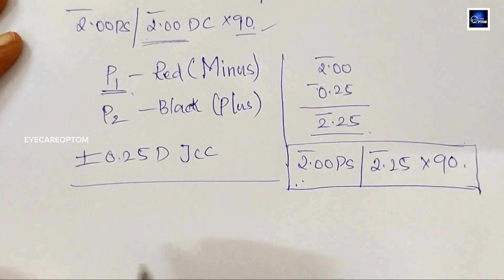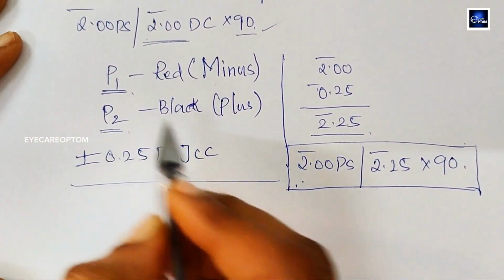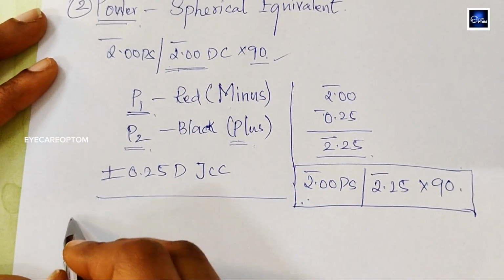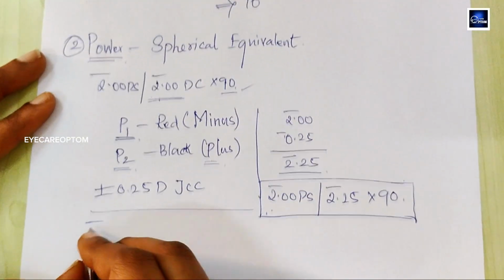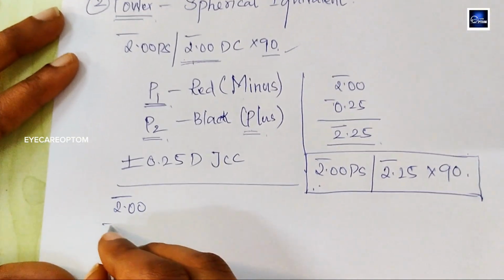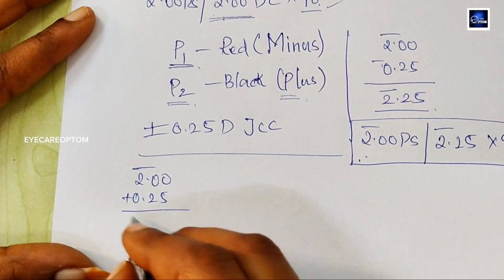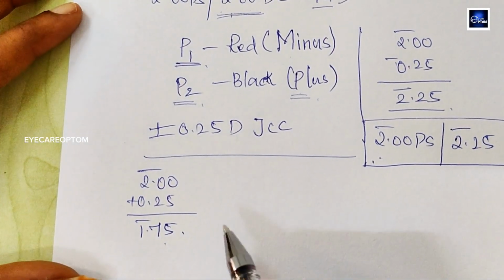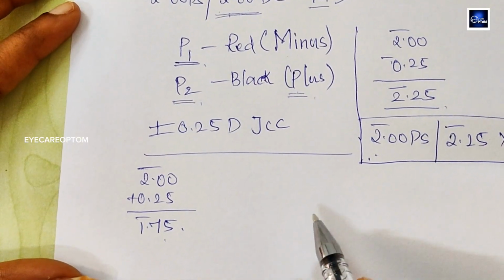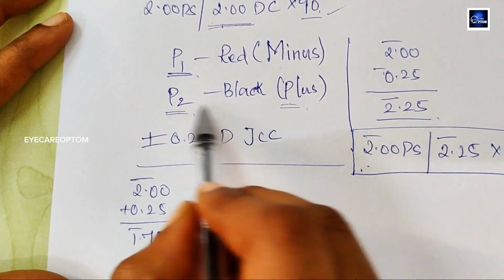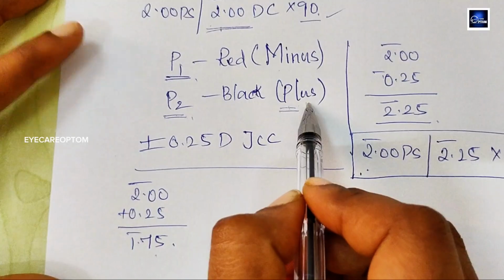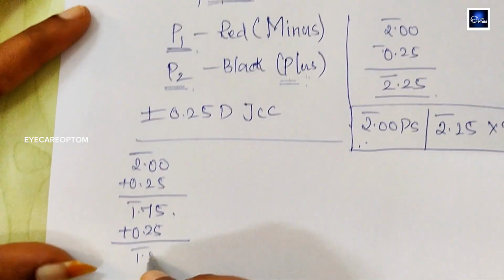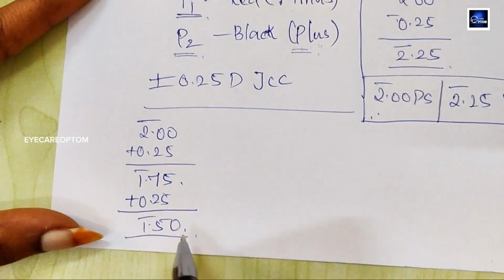Let us imagine one more situation where your patient preferring position 2. That means I need to add plus 0.25 to the existing cylinder. My existing cylinder is -2. So I'm going to add plus 0.25, which is going to be -1.75. So here, let's say you're doing the second flip. In the second flip, your patient preferring position 2 again. That means you're going to add more plus. Let's add 0.25. So this is going to be minus 1.5 diopter.